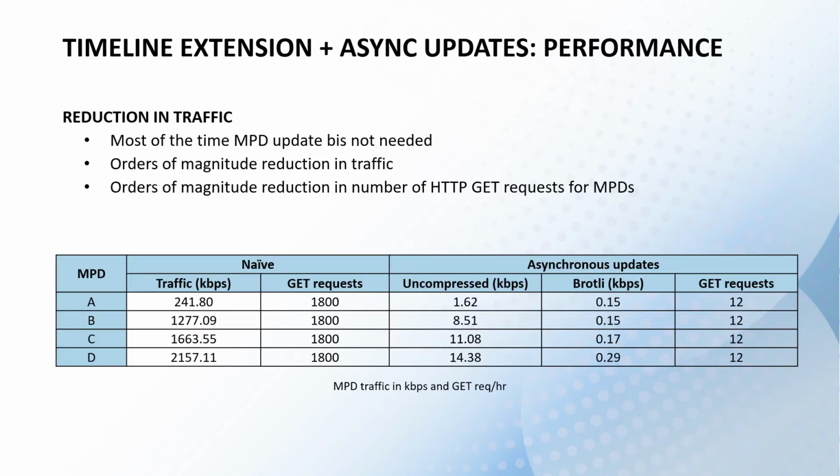Let's see how it works. And the short answer, again, is very efficiently. If you look at the number of GET requests, and let's assume that we have roughly 12 periods an hour, we can go from 1800 to 12 requests. And then, in terms of traffic, we're also pretty efficient. Without compression, we get from 2157 to 14 kilobits. If we do compression, we actually get to about 300 bits per second, which again is a pretty impressive result.